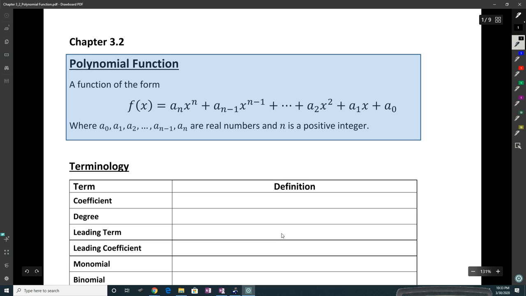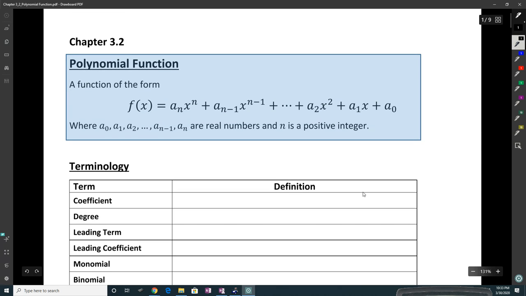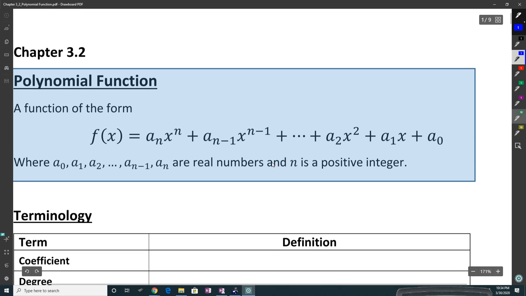Hey everybody. So we're moving on to chapter 3.2, and this is all about polynomial functions. Hopefully you're on the right page. It's page 7 on the course packet for module 3 notes. Anyway, we start with the definition of a polynomial, and it starts off with this really scary looking equation. Like it looks like it's all evil and scary, but it's not too bad. I'm going to try to break it down for you.